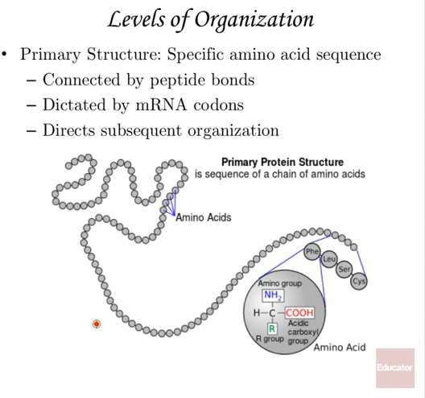So a little more in depth, our primary structure. That's our specific amino acid sequence, all right? We're looking back here again. Now it's connected by our peptide bonds or our amide bonds. And this is dictated by our mRNA codons.